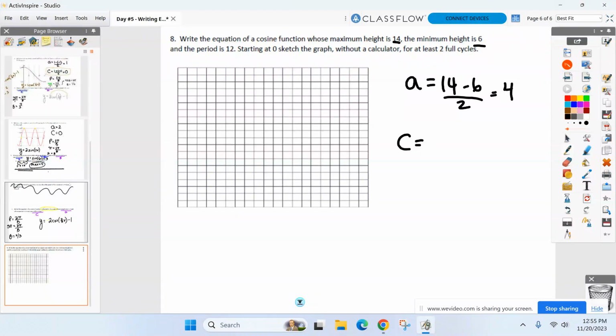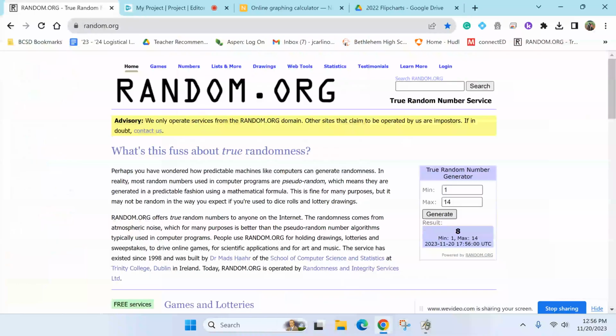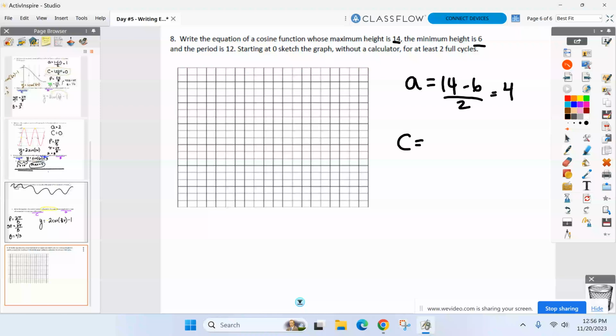All right, somebody else. How can I calculate the C value? Gabby, C value? 14 plus 6 over 2. You got it. Oh, you want to do that? Go ahead. Good. 10, there you go.